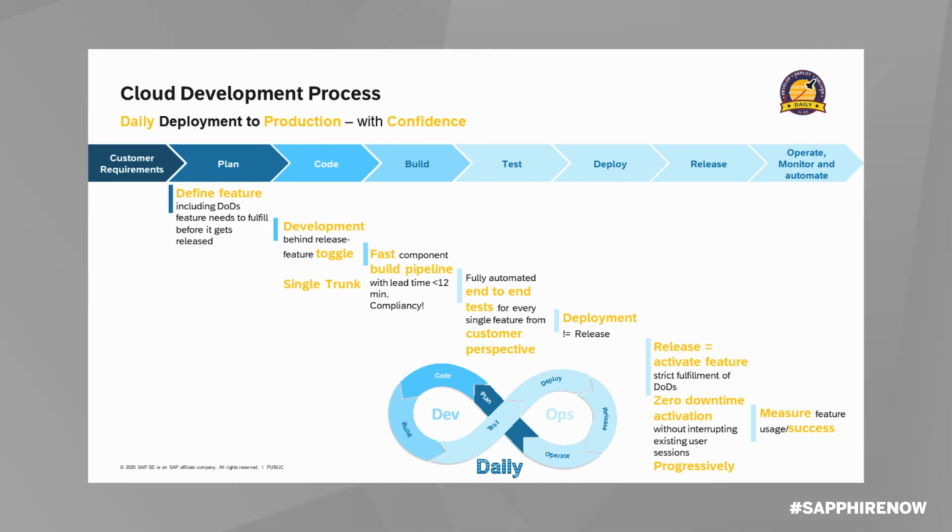And then there comes the major difference. We deploy the code, which doesn't mean release. The code is already in the production of the customer. The feature, the toggle, is still toggled off. And as soon as we have all the features together, which we would like to release together as a bundle, we activate the toggle.